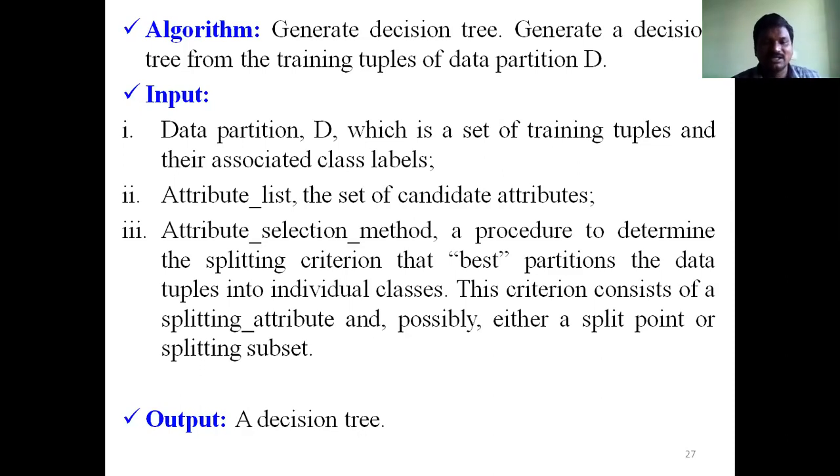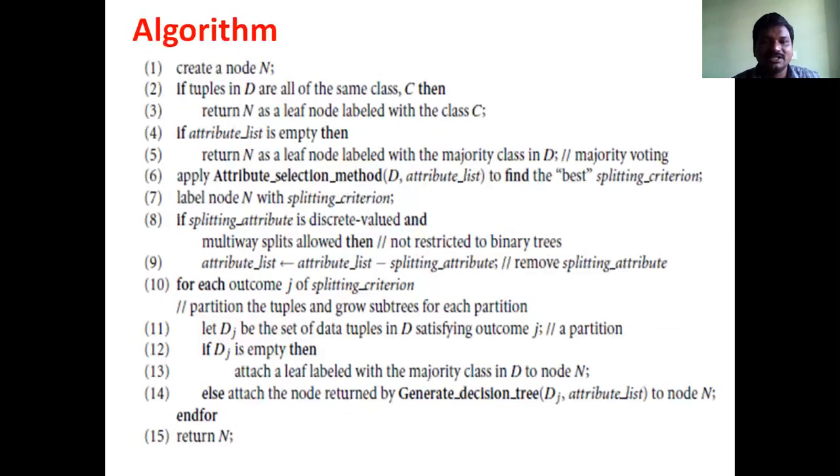And then the output is produced as a decision tree. This is a simple algorithm. First, create a node n. How can you create the node n here?